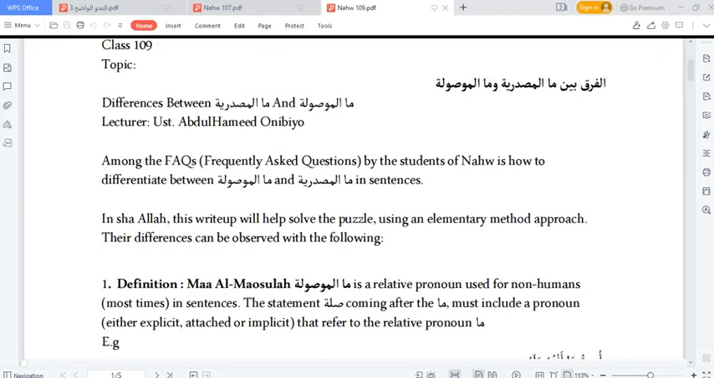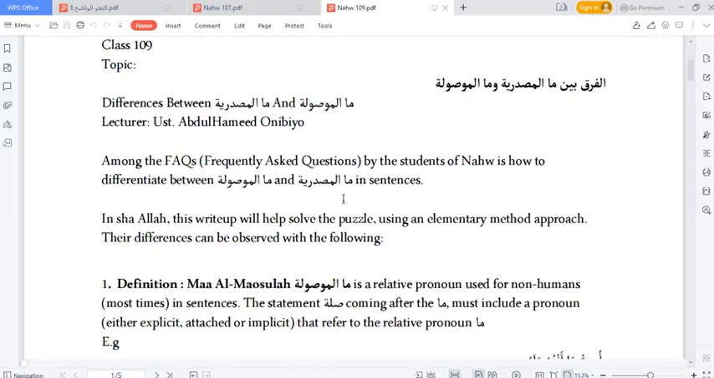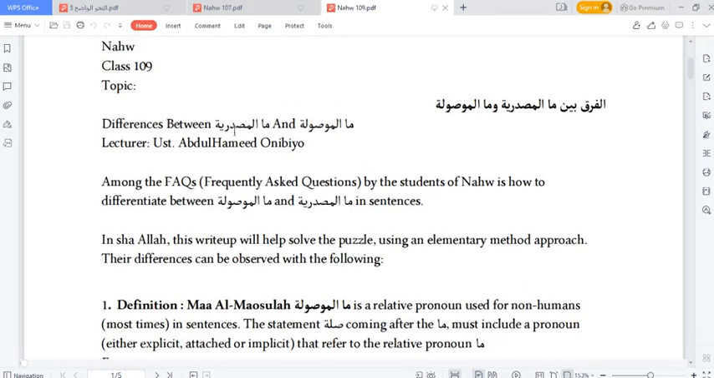Now, inshallah, we are going to be looking at الفرق بين ما المصدرية وما الموصولة. Differences between ما المصدرية and ما الموصولة.